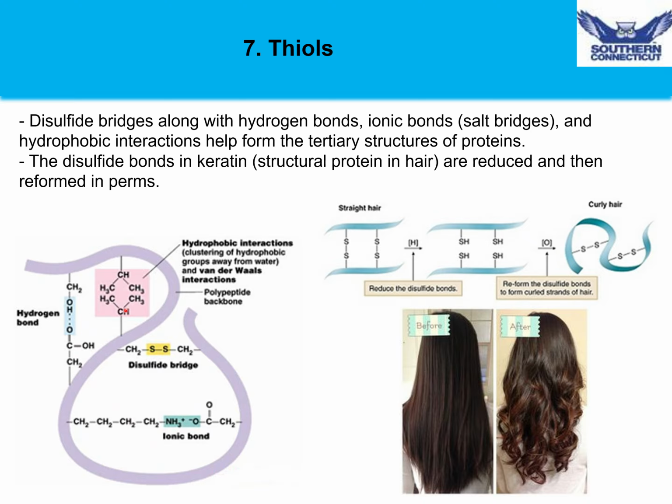These interactions help form the tertiary structure of a peptide, as you can see here by this structure. In addition, disulfide bonds are important in the process that we call a perm. In a perm, we generally take the disulfide bonds of keratin, which is the structural protein of hair, and we reduce the disulfide bonds with a reducing agent that will turn the disulfide bonds into thiols. That allows the hair to be molded in the shape that we need.